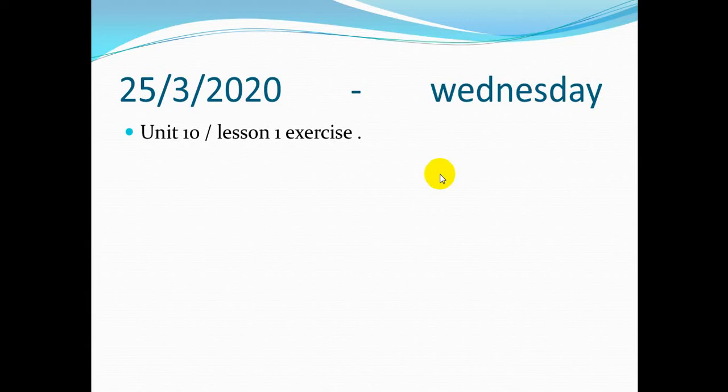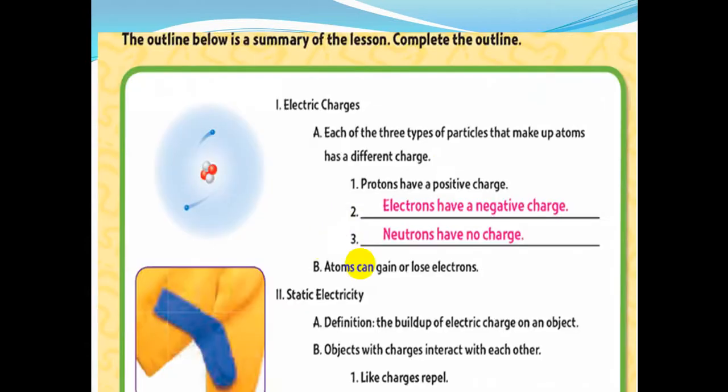In this period, we will finish lesson 1 in Unit 10 by answering the questions. So, open your book. Can you please open your book to start the exercise? The first one, the outline below is a summary of the lesson. Complete the outline. Number 1, electric charges.